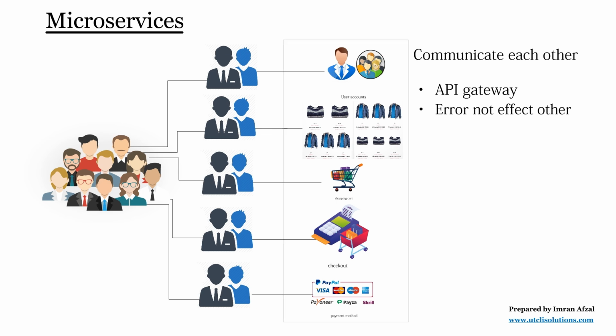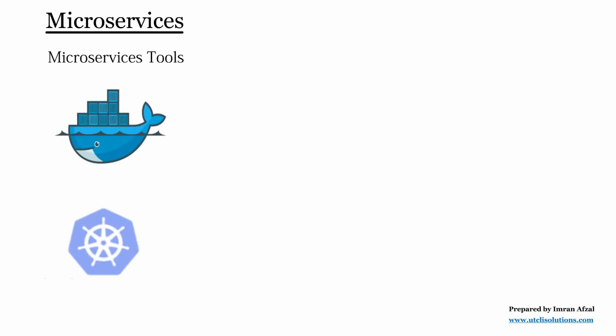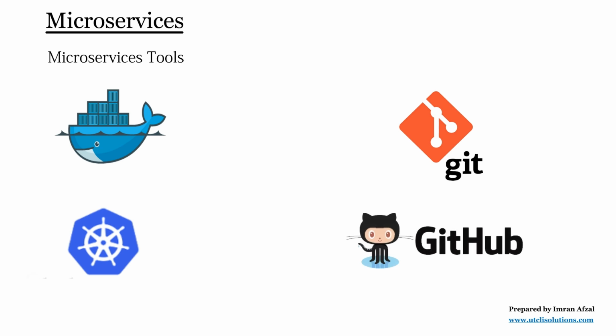So all these components are part of one big application, but each of them is providing its own services independently. This is how microservices work in simple ways. A variety of tools are used by microservices. Some of them are Dockers, Kubernetes, Git, GitHub, and all of them will be covered later on. Let's see what kind of advantages microservices offer to the software teams.